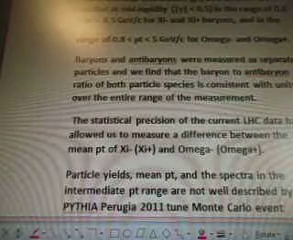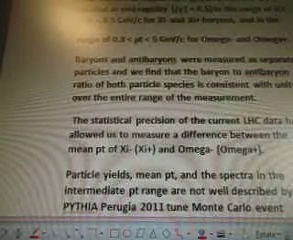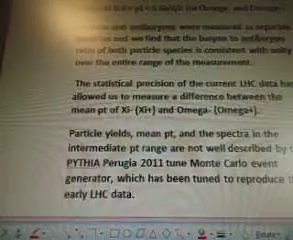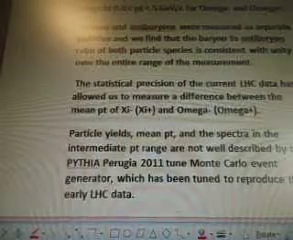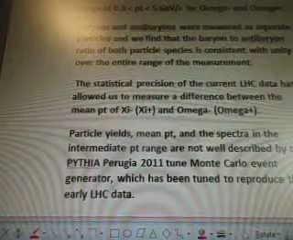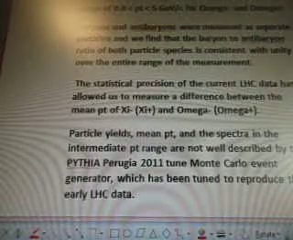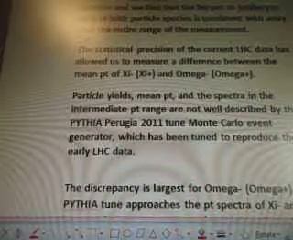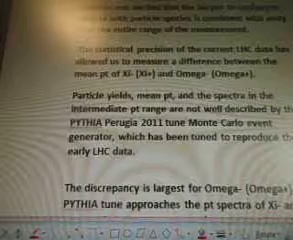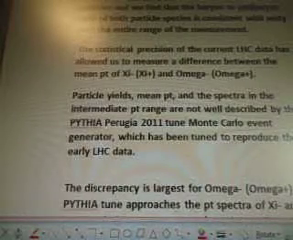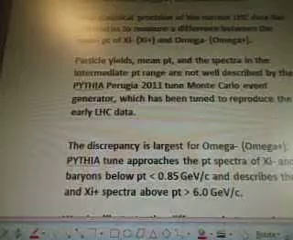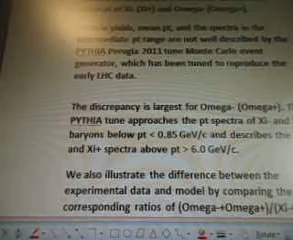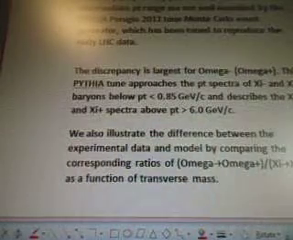Baryons and antibaryons were measured as separate particles, and we find that the baryon to antibaryon ratio of both particle species is consistent with unity over the entire range of the measurement. The statistical precision of the current LHC data has allowed us to measure a difference between the mean pT of xi, xi plus, and omega, omega plus. The mean pT and the spectra in the intermediate pT range are not well described by the PYTHIA Perugia 2011 tuned Monte Carlo event generator, which has been tuned to reproduce the early LHC data. The discrepancy is largest for omega, omega plus.